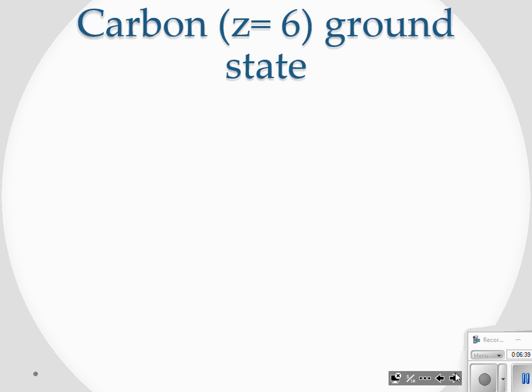So, I look at carbon. Carbon has an atomic number of 6, correct? Now, look at your periodic table. You're going to want to say that carbon has 6 valence electrons, but that's an incorrect statement. It has 6 protons, it has 6 electrons. How many of those electrons are on the outer energy level? Only 4, right?